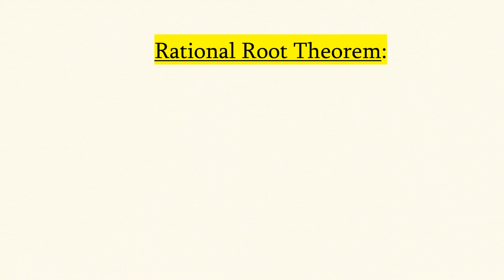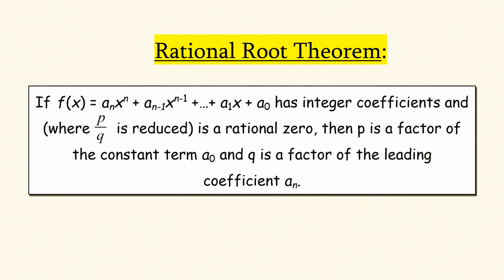The rational zero theorem is used when the leading coefficient of the polynomial, a sub n, is neither 0 nor 1. The rational zero theorem states that a rational number p over q, where q should not equal 0, expressed in lowest form, is a zero of a polynomial function p of x only if p is a factor of the constant term a sub 0 and q is a factor of the leading coefficient a sub n.